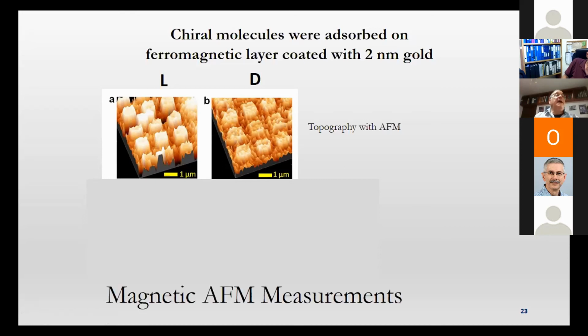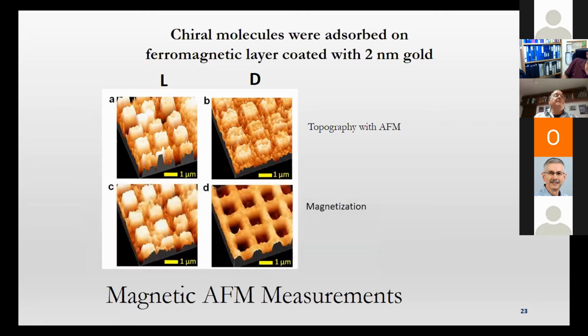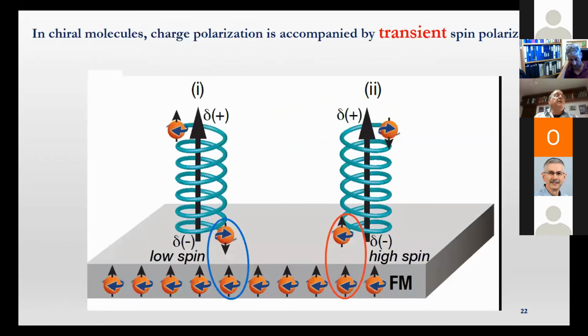Now, one can come with magnetic AFM and measure the magnetic field associated now with the ferromagnet. And it's a real surprise. One sees here that for one handedness, the field is pointing up, for the other, it's pointing down. And the reason is, if we go back for a second to here, the reason for this is that in order to bind these molecules, the free energy is minimized if the spins are pointing this direction.